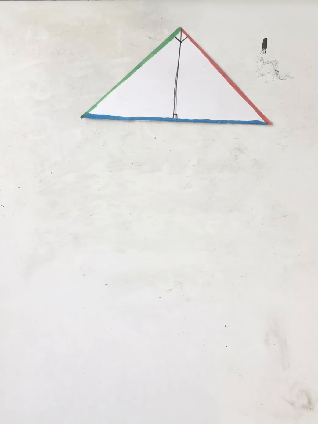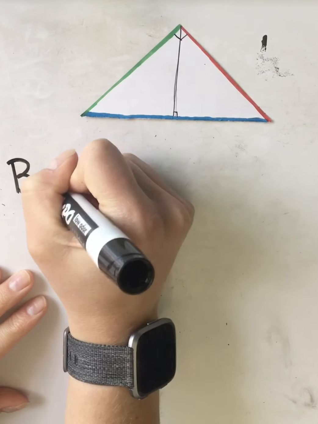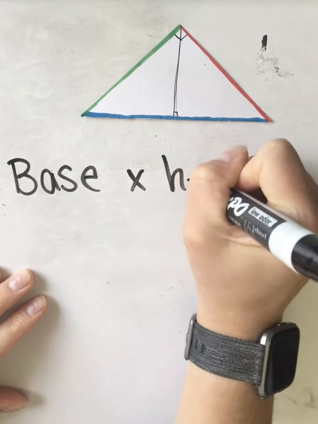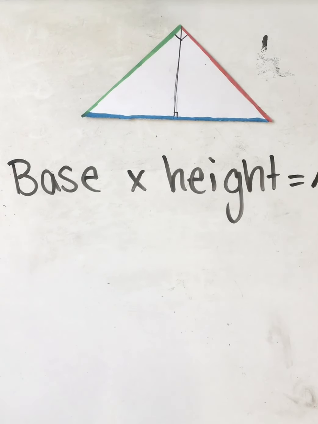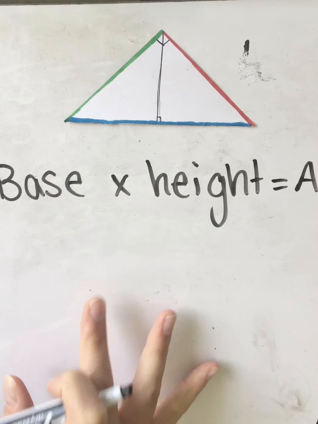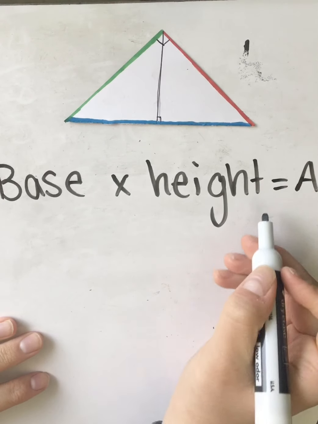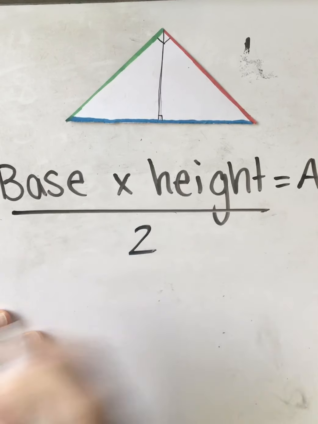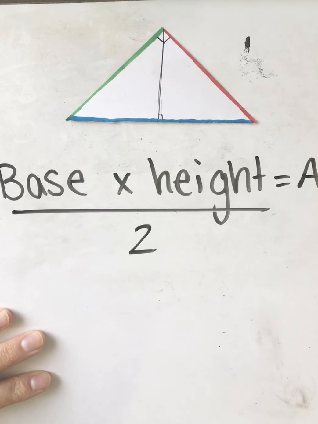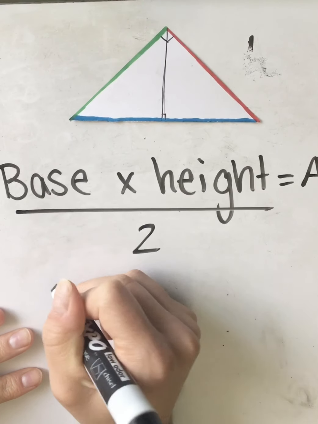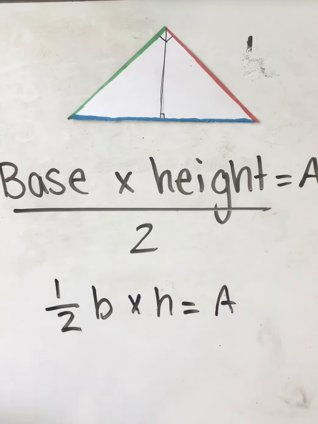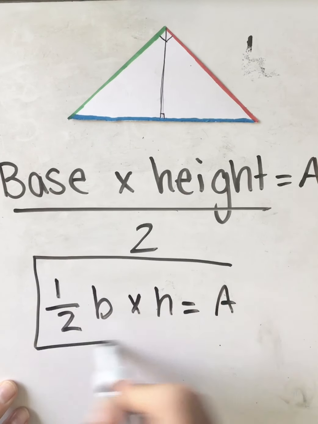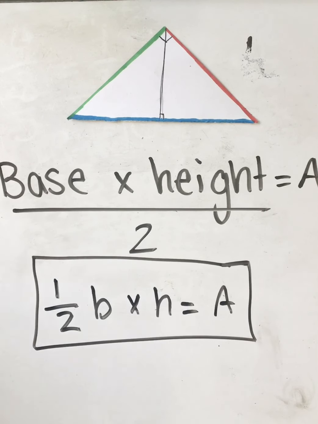So we can use the formula of the area of a rectangle, which we may know is base times height, and that equals our area. We can use this formula and cut it in half because a triangle is a rectangle cut in half. So if we take this formula, we can just divide it by 2. We can cut it in half. Now, frequently, this is written as 1/2 base times height, and that's the area of a triangle. So this is the formula that we're going to be using to solve our problems.